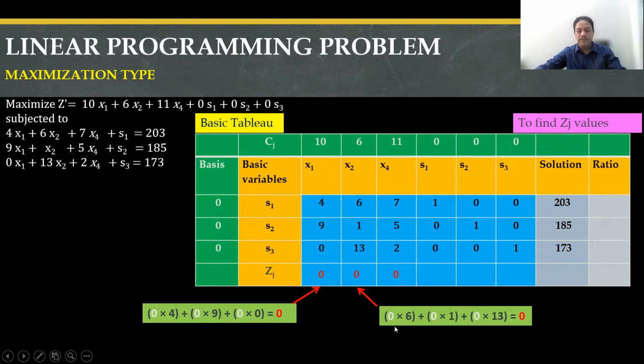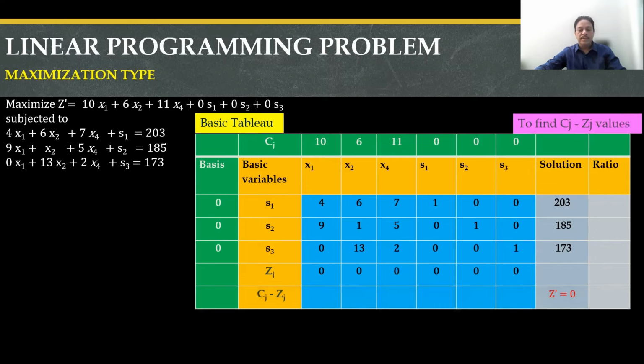6 into 0, 6 into 0, 1 into 0, that is 1 into 0, and 13 into 0, that is 13 into 0 is 0. Now, we have all Zj values as 0 and the Cj minus Zj values are like this. Since S1, S2, S3, all three are in the solution, their entry under Cj minus Zj should be equal to 0, and which is 0.